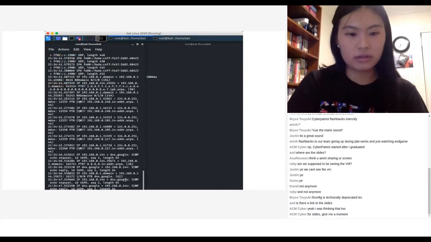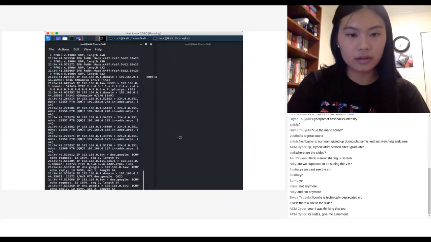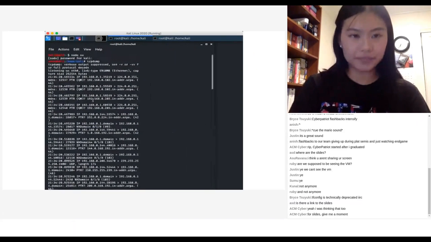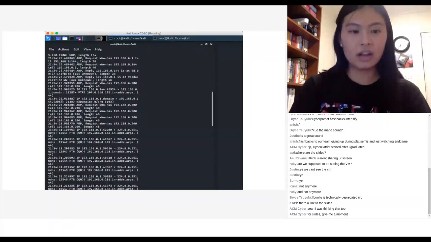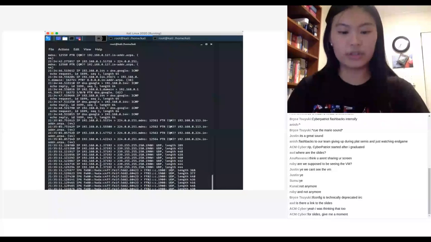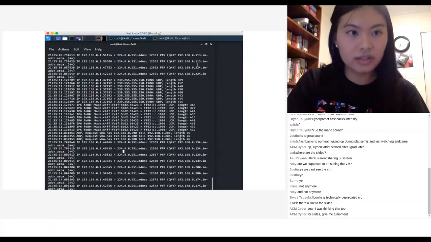Okay. So this is the traffic that you'll see generated. This is a lot, right? That's because I can actually filter this. So let me do Command C. Oh, it's really hard to see. Hold on.